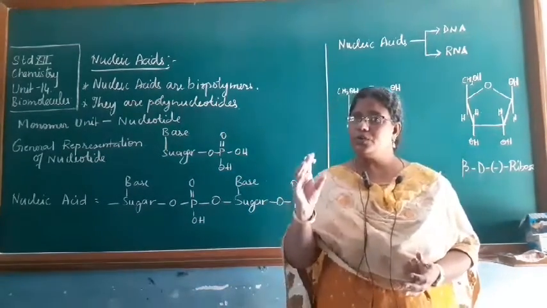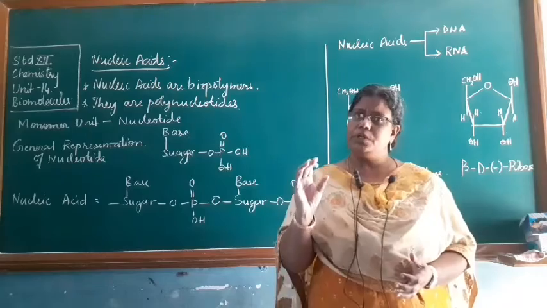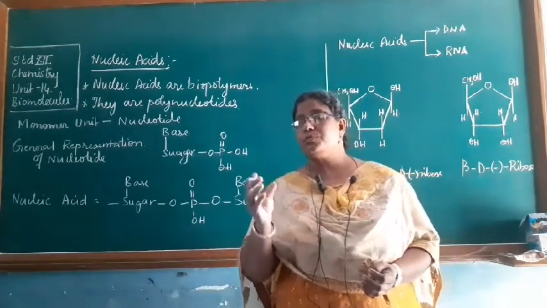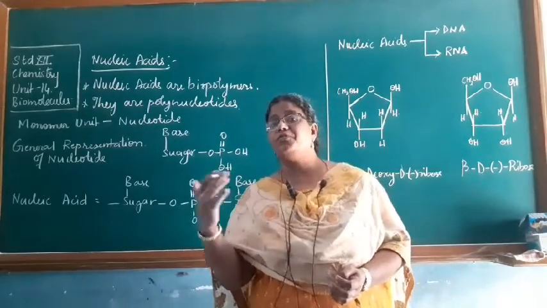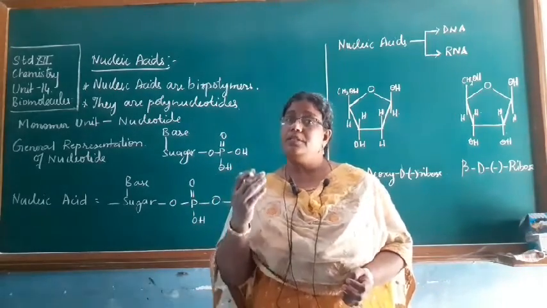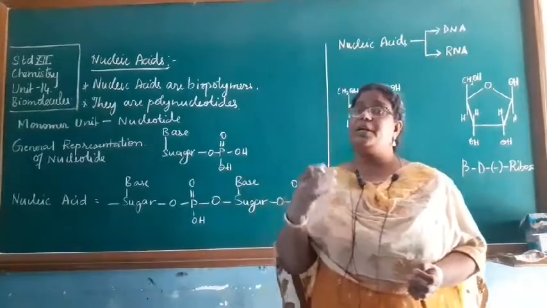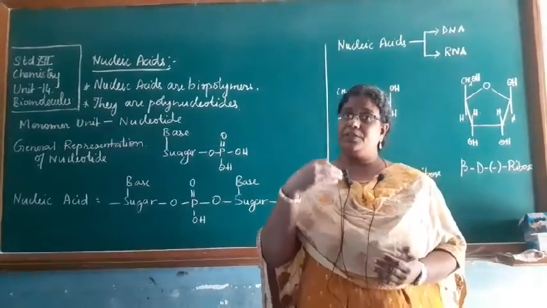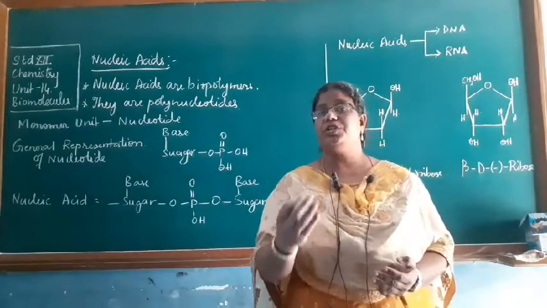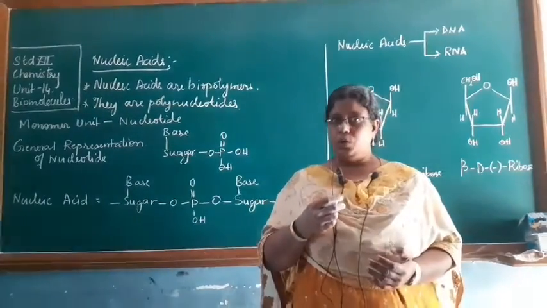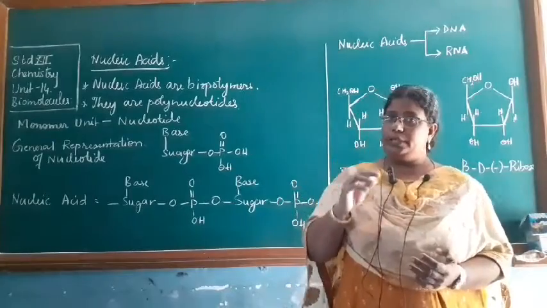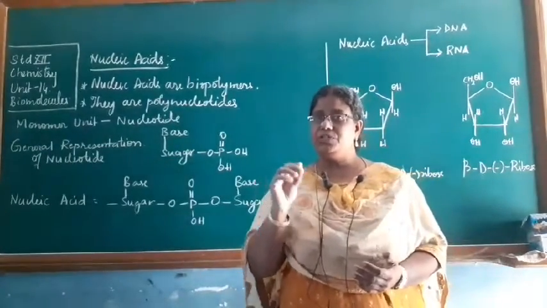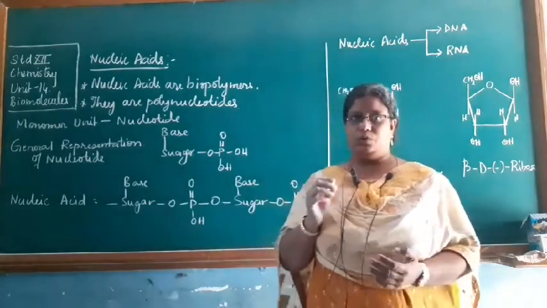In the nucleus of your cell, every nucleus will contain chromosomes, and these chromosomes are made up of a number of nucleic acids. These nucleic acids decide how the hereditary character should be passed from one generation to another. So nucleic acids are actually the hereditary material which is present inside the nucleus.